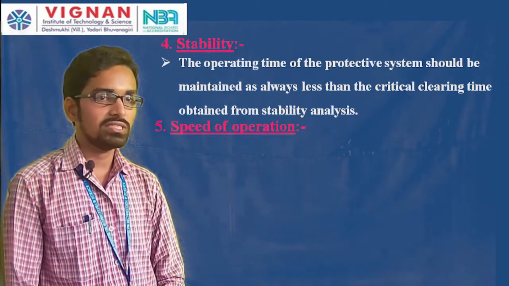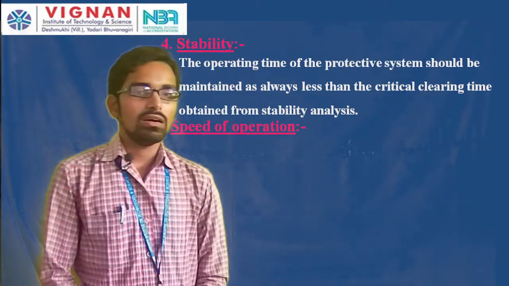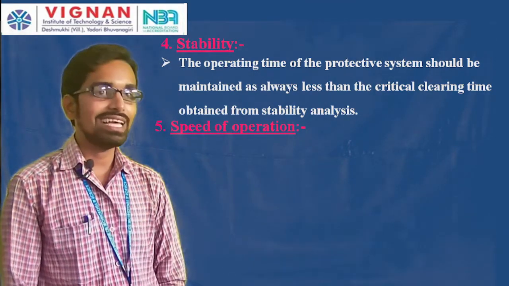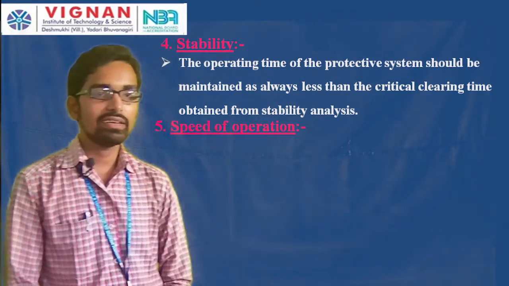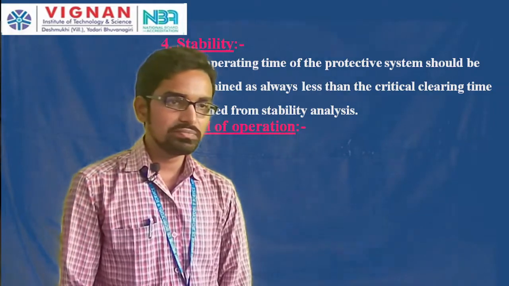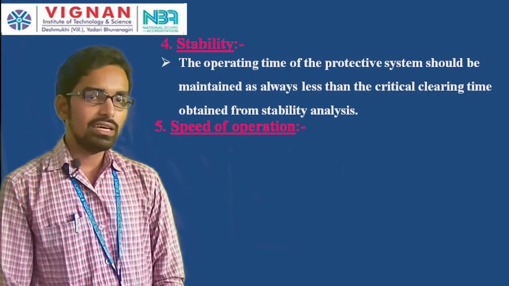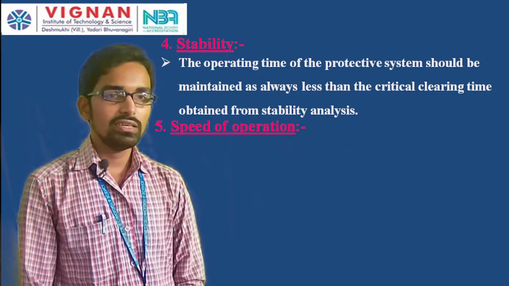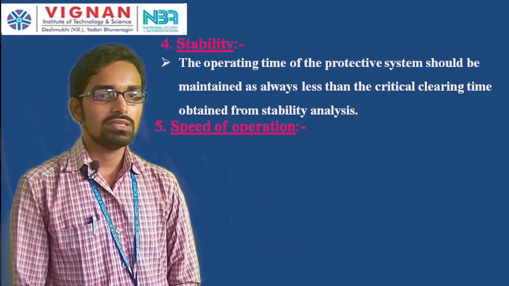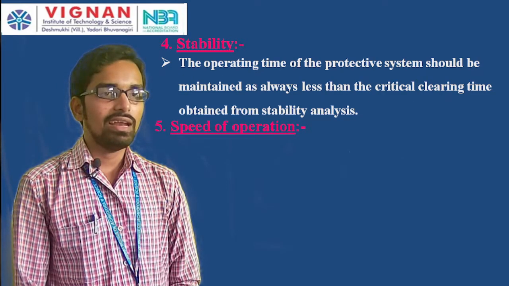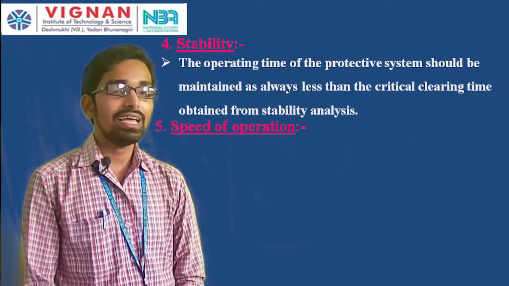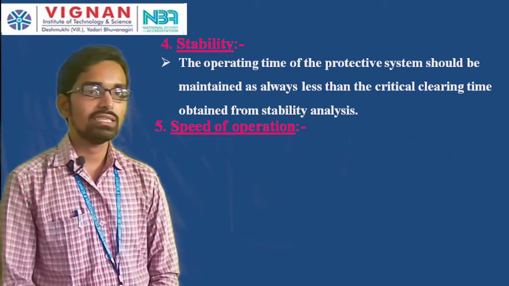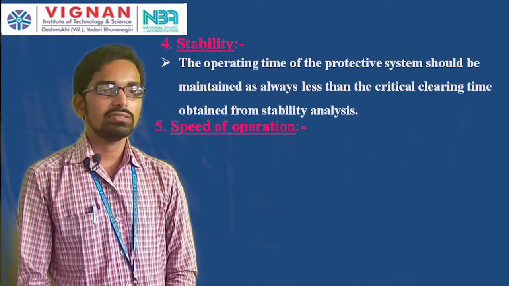Next, the fourth one: the operating time of the protecting system should always be maintained less than the critical clearing time. The critical clearing time is obtained from the stability analysis. There we get the critical clearing time, which is very small. That means you have to operate the relay as soon as possible in order to avoid damage to the equipment. Okay, that is stability.